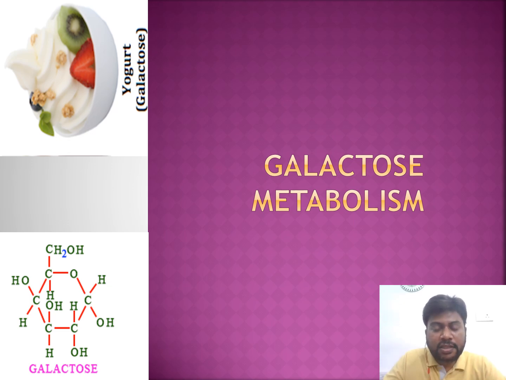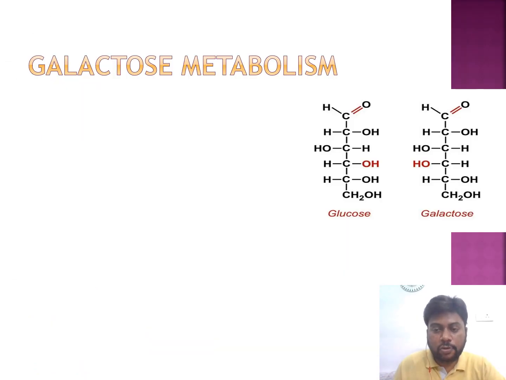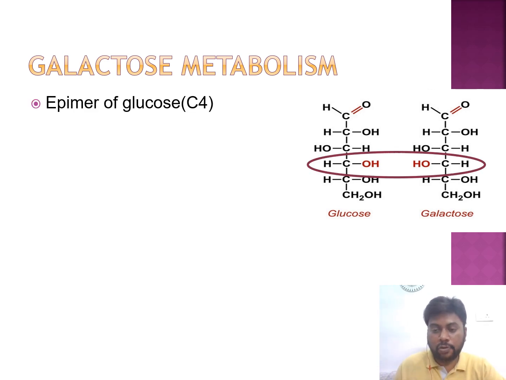Good morning. In this video, we will be discussing galactose metabolism and its related disorders. When you see the structure of glucose and galactose, they differ only at C4. You can see here the position of hydrogen and hydroxyl group is just reversed at the C4 carbon atom. Such compounds are called epimers, which means galactose is an epimer of glucose at C4 carbon atom.